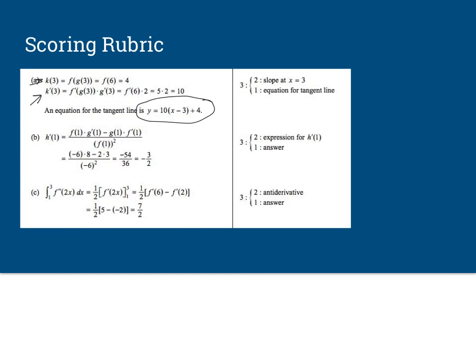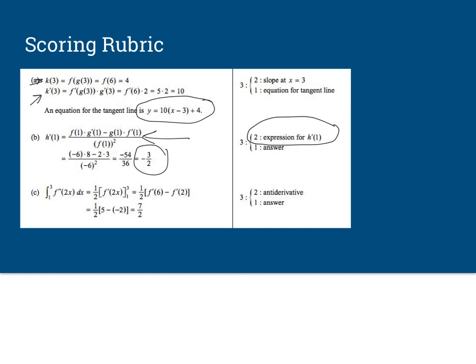Okay, part B now, you're asked to do the quotient rule. So low d high minus high d low all over the square of what's below. So again, you get 2 points for the expression. That's this, doing the setup correctly. And then 1 point for the answer of -3/2.